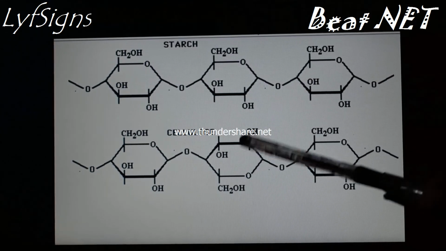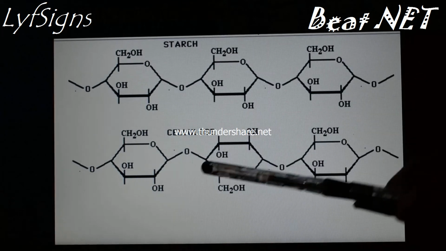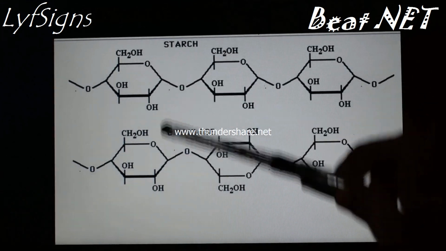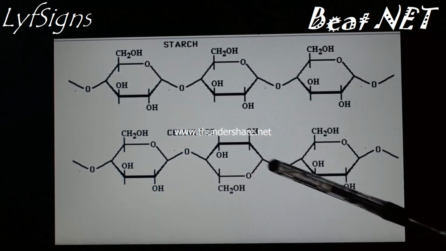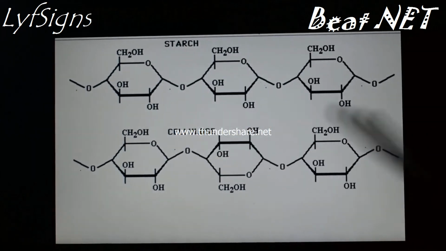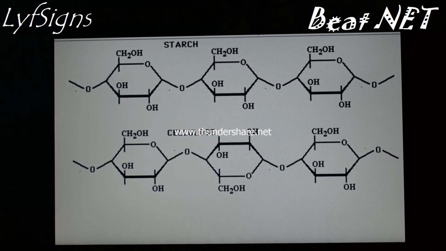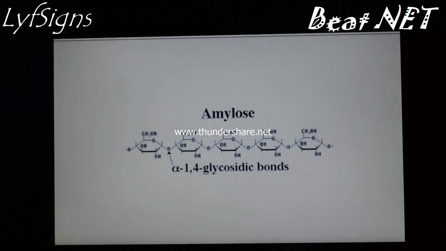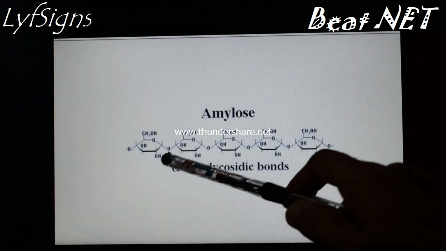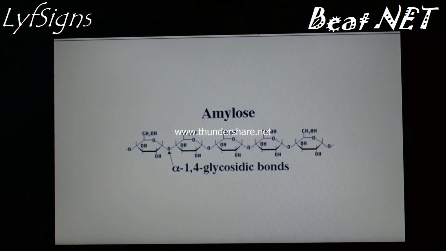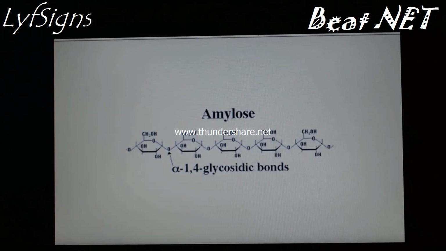What differs between starch and cellulose is this bonding. Here you can see that it is beta. This is a beta 1,4 glycosidic linkage. Now this is amylose. In this also the same alpha 1,4 glycosidic linkage is present. This is present only in animal tissues.